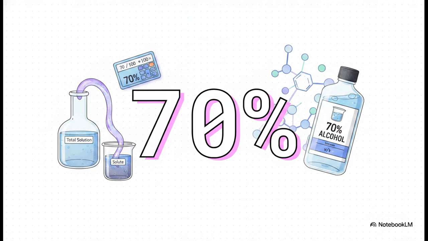So the next time you see that label on the bottle at the pharmacy, you know the exact physical reality of the liquid sloshing around inside. For every 100 milliliters you pour out, exactly 70 of those are pure isopropyl alcohol.